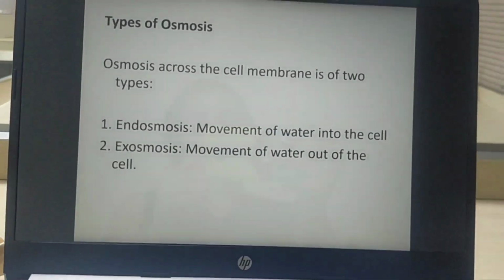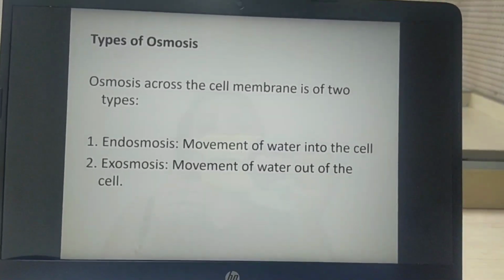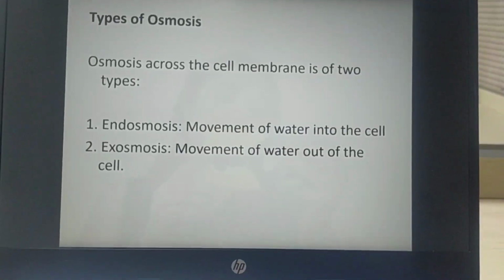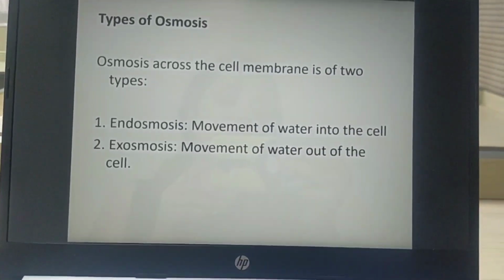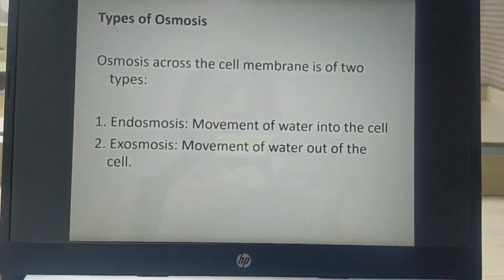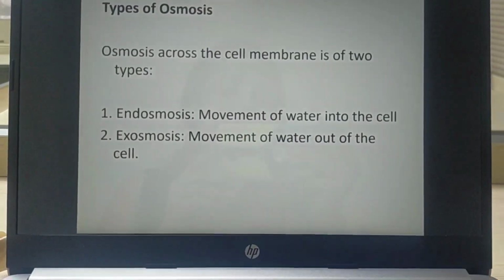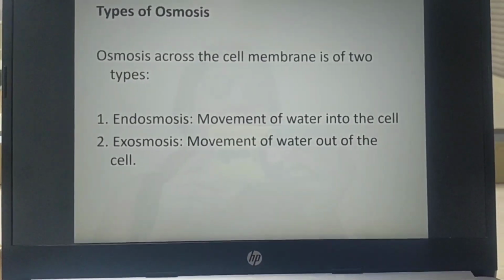Types of osmosis. Osmosis occurring in the cell membrane is of two types. First is endoosmosis, movement of water into the cell, and exosmosis, which is movement of water out of the cell.